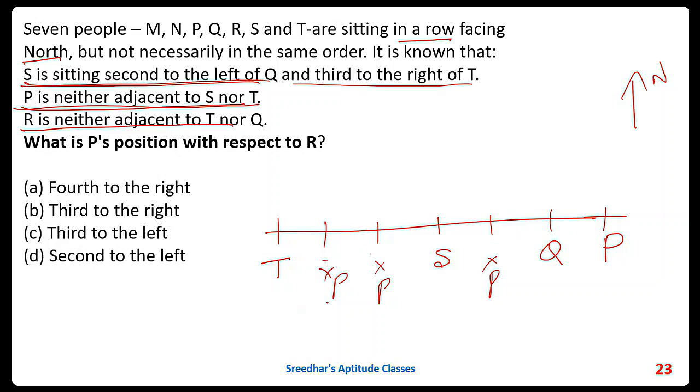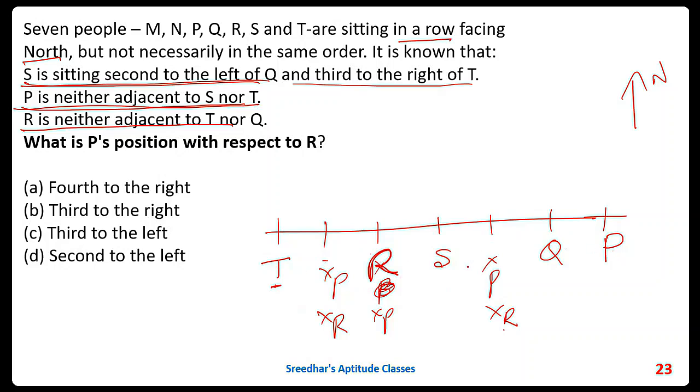R is neither adjacent to T, so here is T, right? So R cannot be here, nor Q. R should not be adjacent to Q also. So R is neither here nor here. Then what is the only place? This is the place for R, right? Yes. Okay. So now I have arranged T, R, S, Q, P.